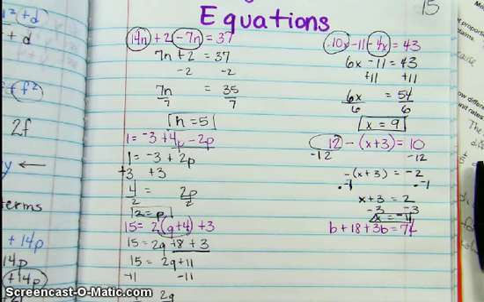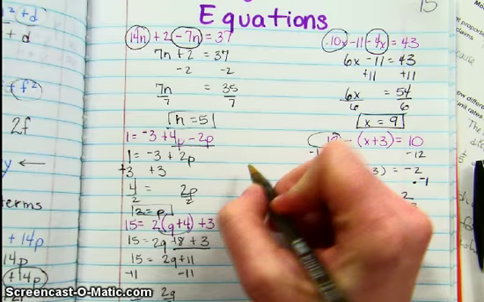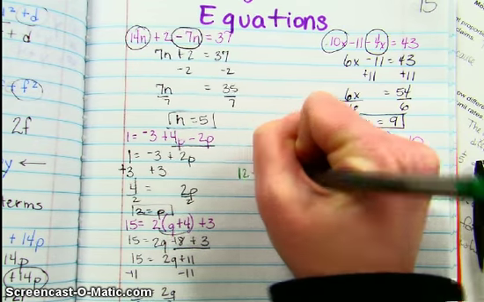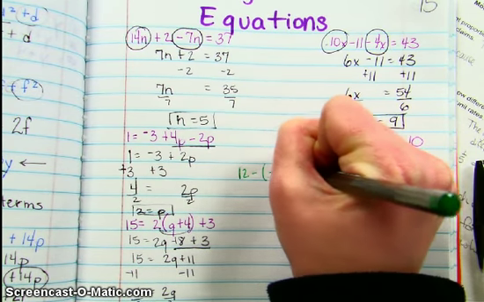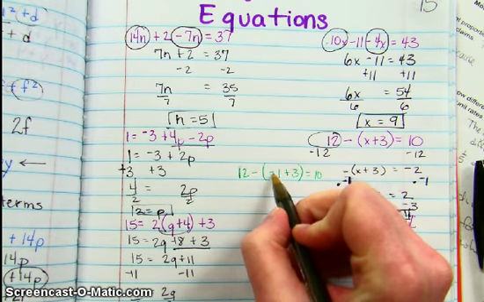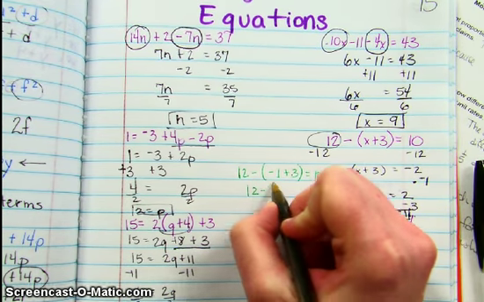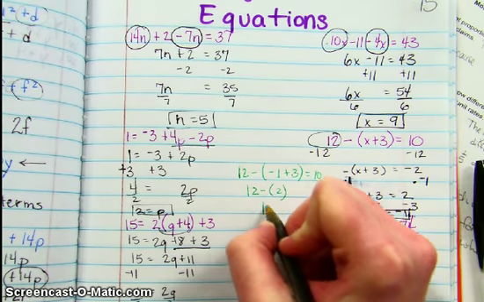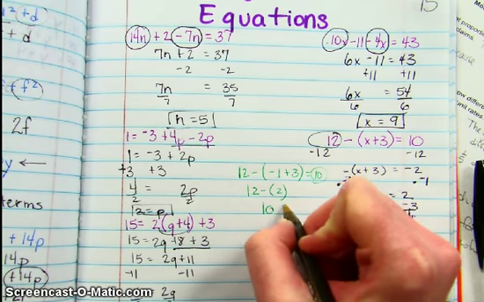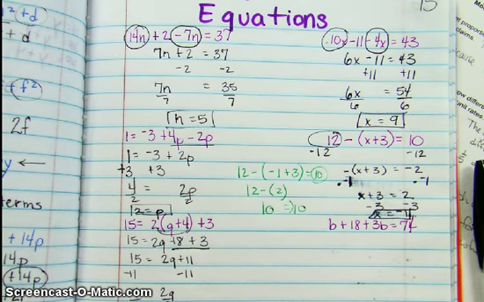Now if you go back and check that, you say 12 minus negative 1 plus 3 should be equal to 10. So 12, negative 1 plus 3 is a 2. And that is equal to 10. And that is supposed to be equal to 10. So I am fair and balanced on that. So that's an option of how you could approach that.